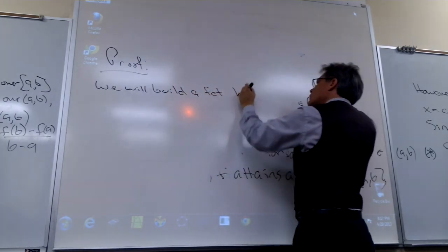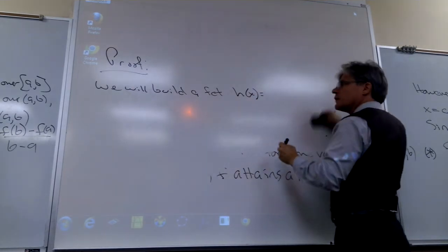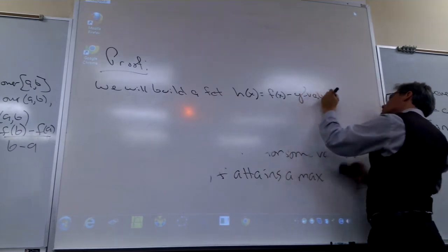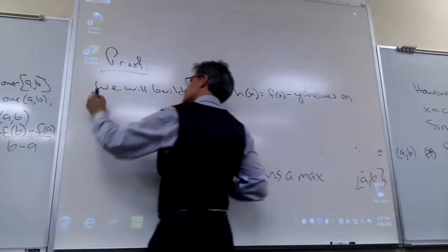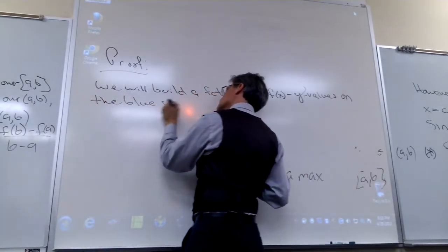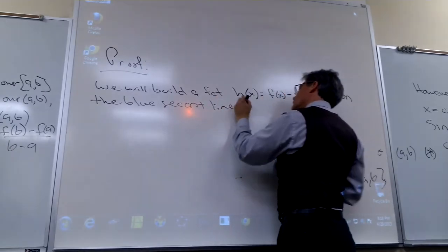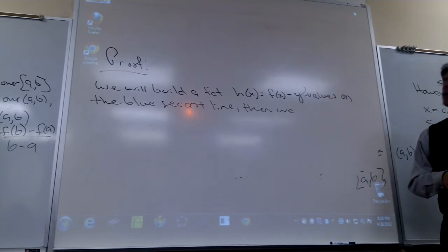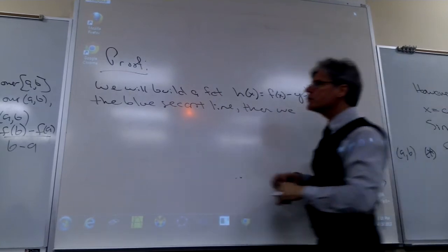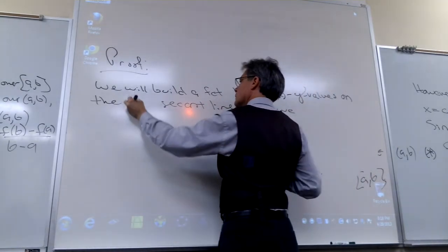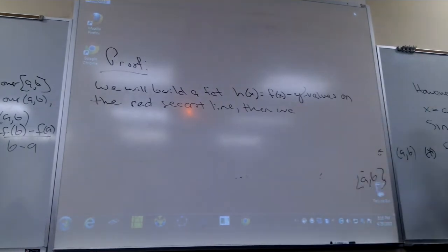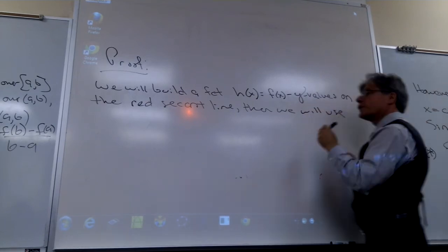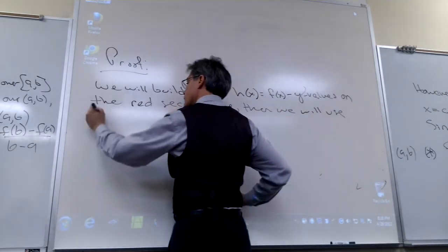I'll call it h, whose output is nothing more than the difference in the output of my function f and the y values on the blue secant line. And then, is our blue line our tangent line or our secant line? Can you see one more time? I'm sorry, I thought our blue line was our tangent line or our secant line. Oh, you're right. I got the wrong color, don't I? My goodness, color blindness set in. And then we will use Rolle's theorem. I might have to check the three conditions are met, but we will use Rolle's theorem.